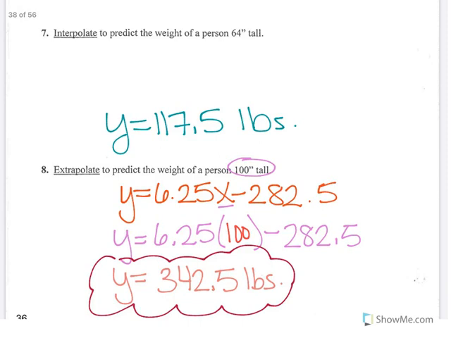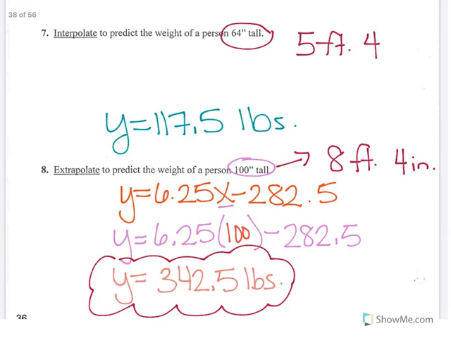Now, this might seem like a lot, but if you think about a person that's 100 inches tall and you convert that to something you're more familiar with, like feet, this is actually a person that is 8 feet and 4 inches tall, which is extremely, extremely tall. So that's probably why they weigh so much more than a person who is 64 inches tall, which would be a person that is 5 feet, 4 inches. So definitely a significant height difference and, respectively, weight difference. And that's going to conclude your notes today on constructing and applying scatter plots.